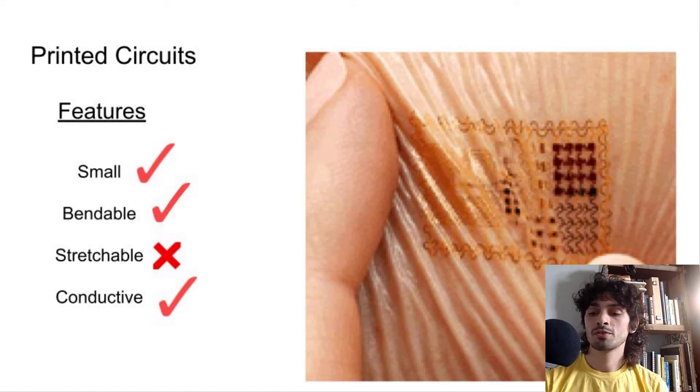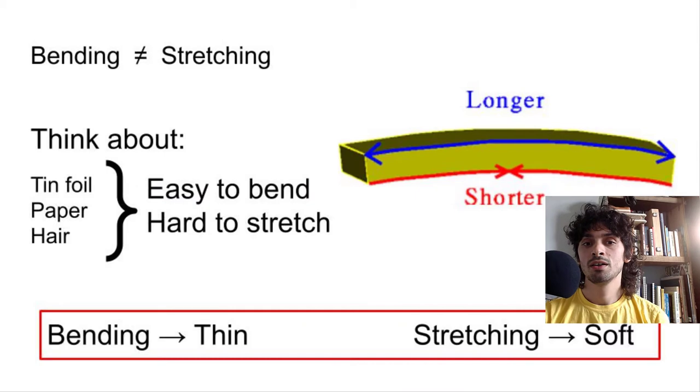So this is probably a good time to talk about what the difference is between stretching and bending. I don't want to go too deep into it. This gets kind of mathy and physicsy, and this is my jam, but this isn't really the point of the presentation right now. But just think about hair or tinfoil or paper. That's something that you can bend pretty easily, but it's not going to stretch super well. The things that hair, tinfoil, and paper have in common is they're very thin, but they're stiff materials. So when we say bending, think thin, and when we say stretching, think soft. So something like rubber or skin.